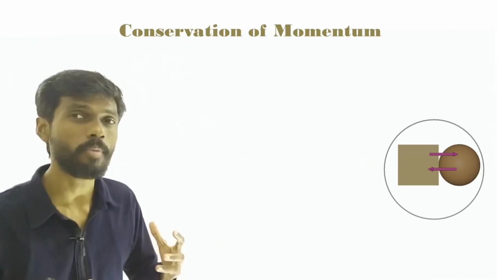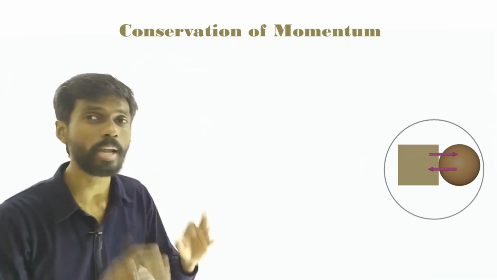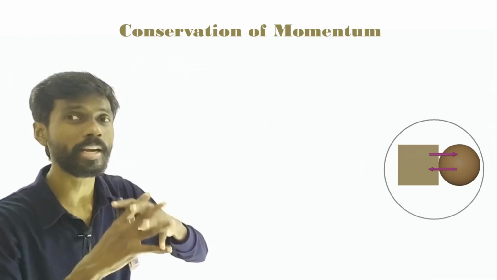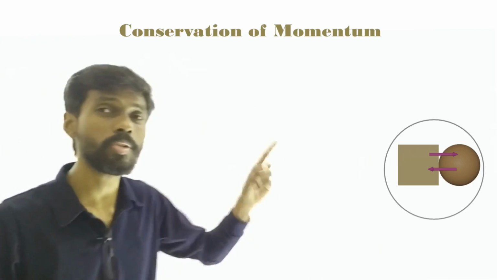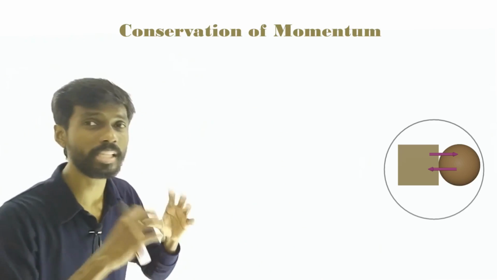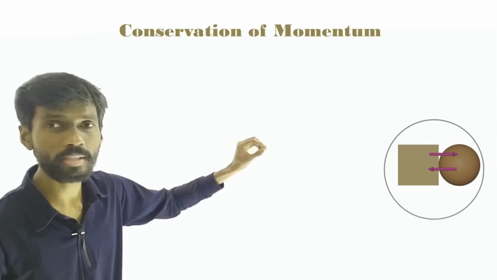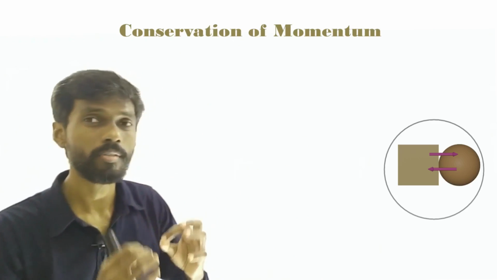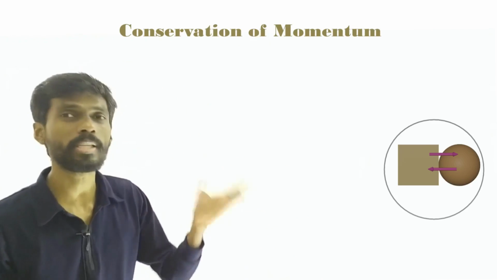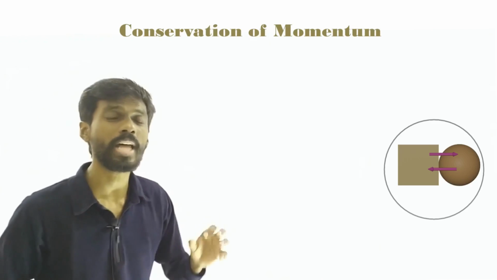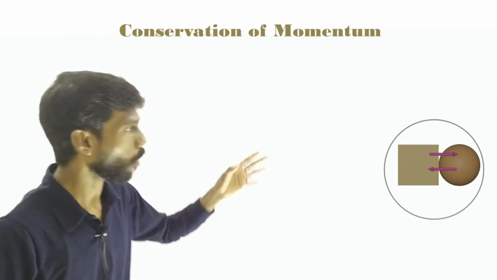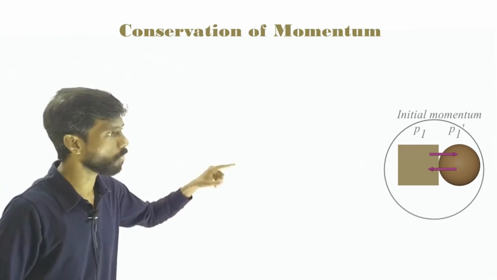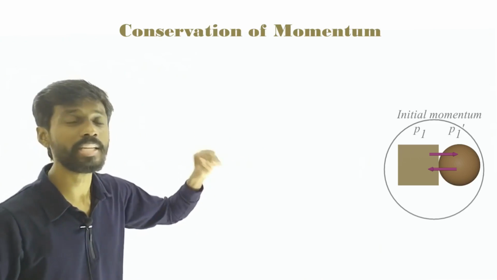The momentum of this system is conserved. That means whatever is the initial momentum of this object and that object put together, the total momentum of the system, not the momentum of individual objects. That means the momentum of this object and the momentum of that object added, this total will always be conserved. So even after some time you find the total momentum, it will be the same. Do you understand? What is initial momentum? Let us take the initial momentum of these two objects to be, say, P1 and P1 dash.